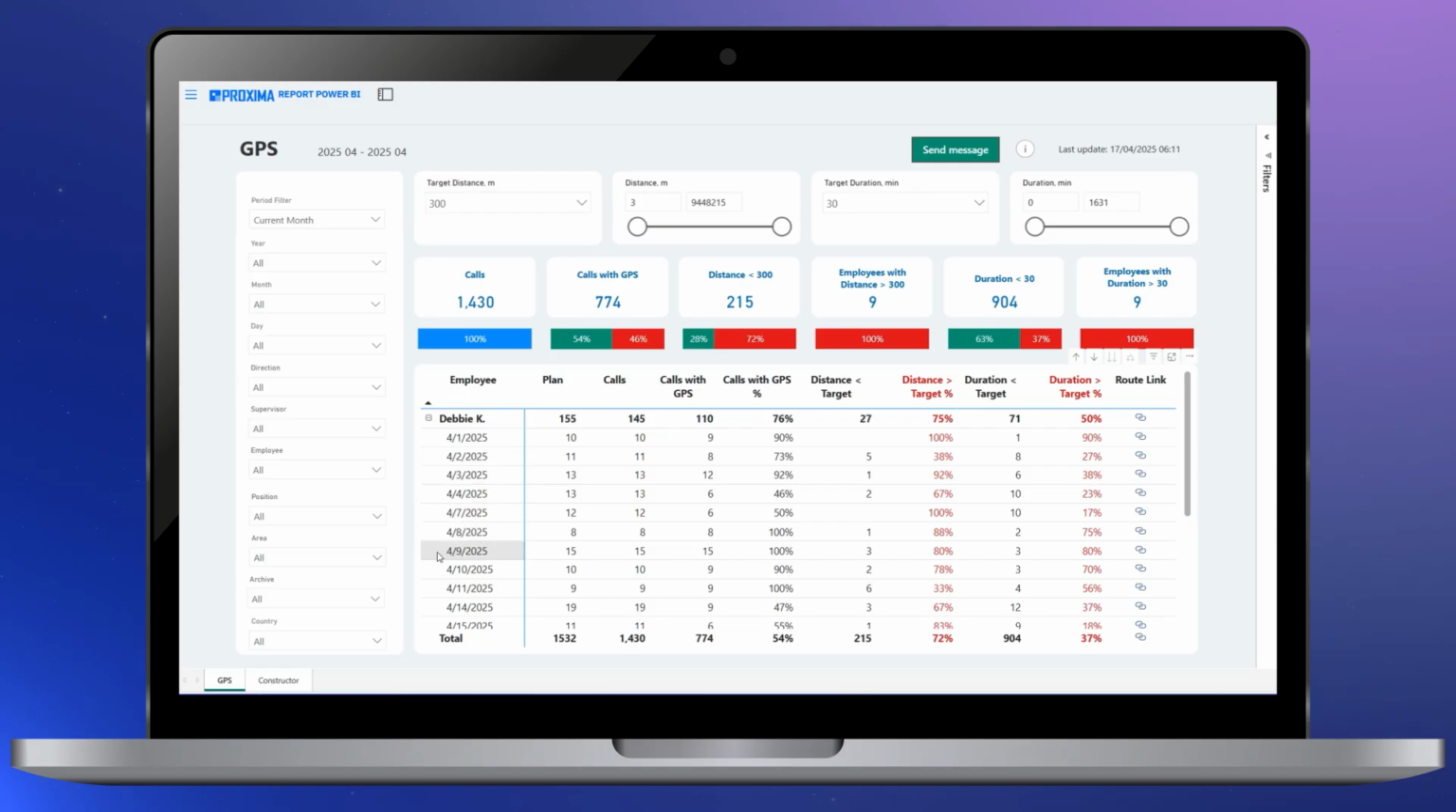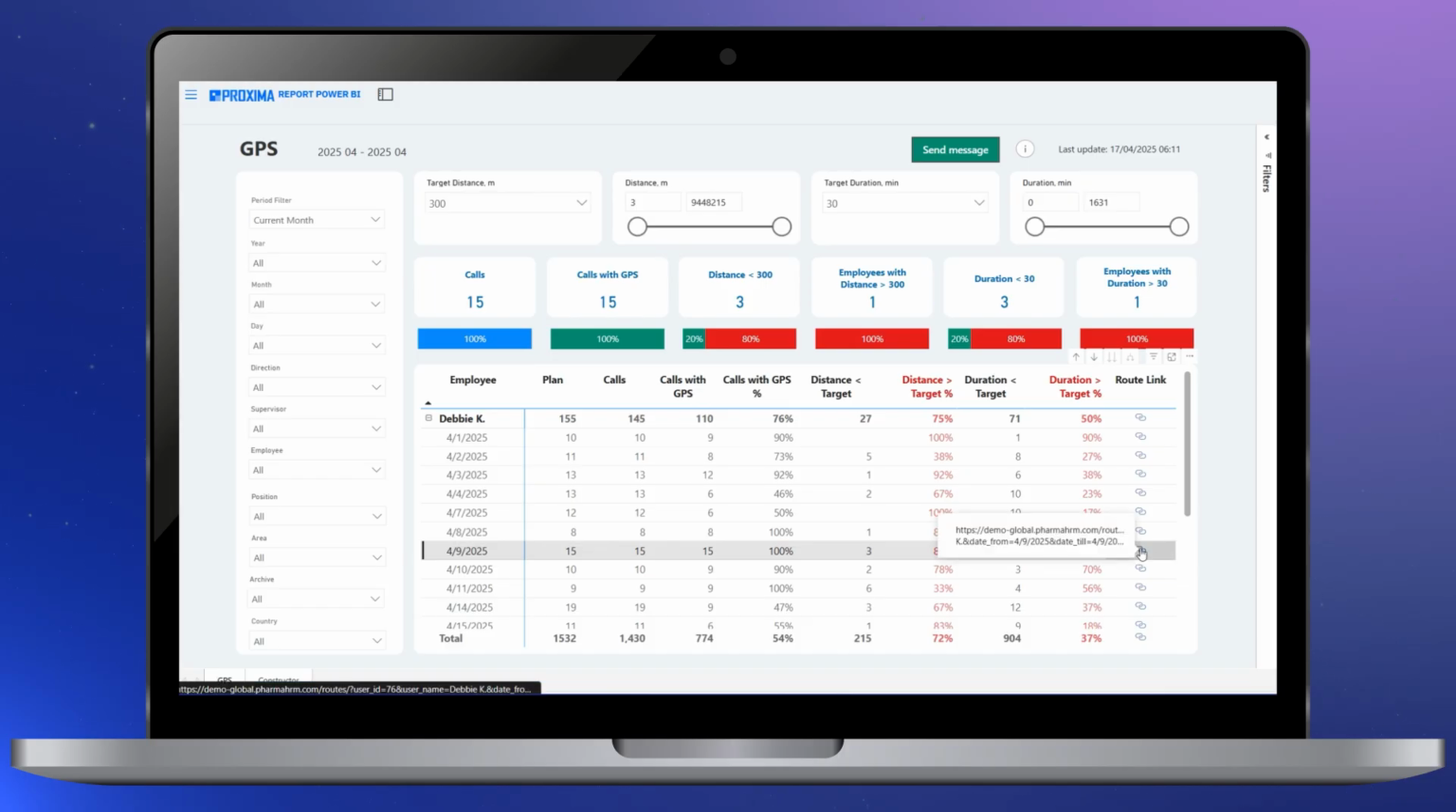I noticed that on April 9th, 80% of the employees' visits were closed more than 300 meters away. I want to take a closer look at this employee's route, as I have the option to go directly from the report to the map of the routes for that day.